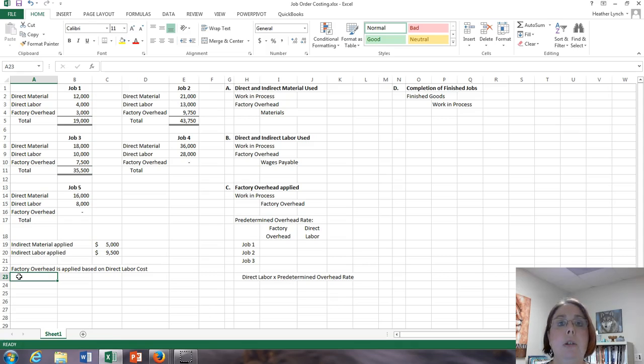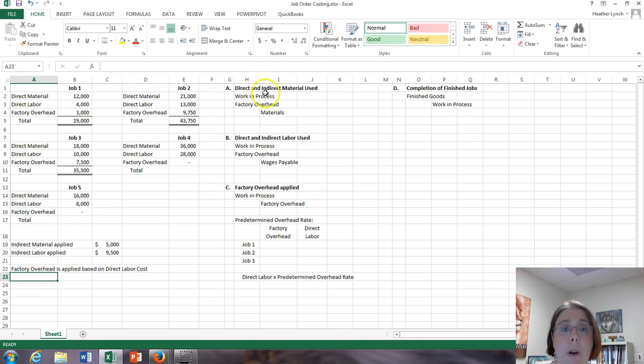So what we need to do in this problem is journalize the actual direct material, the direct labor, and any factory overhead. We also need to move any jobs that are completed out of our work in process and into our finished goods. So let's go ahead and do this.